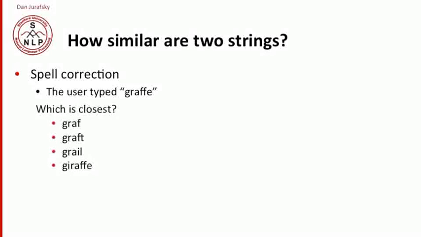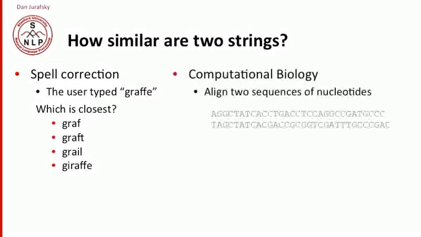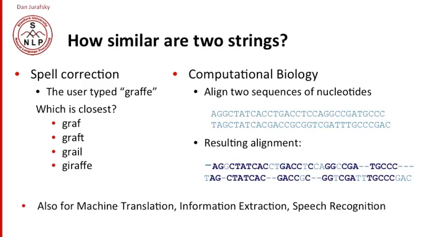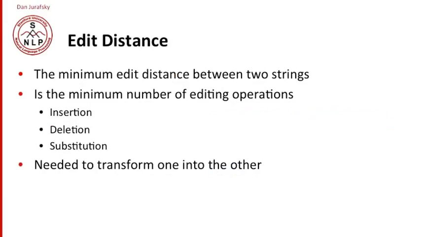One way of operationalizing this question is asking which of the following words is closer to the letters that they typed: graph, graft, grail, or giraffe. The problem of string similarity comes up also in computational biology, where we have sequences of nucleotides, A, C, G, T, that we're trying to align, and a good alignment should be able to tell us that two particular sequences, perhaps from two samples, line up in a certain way with some amount of error. And this idea of string or sequence similarity comes up for machine translation, for information extraction, for speech recognition, comes up everywhere. So let's define edit distance.